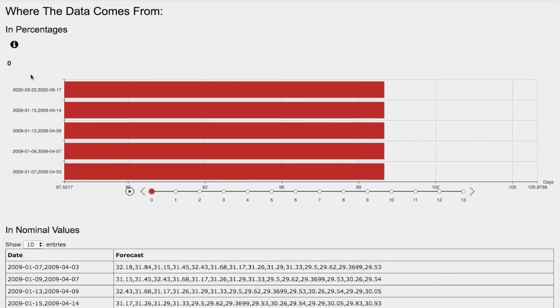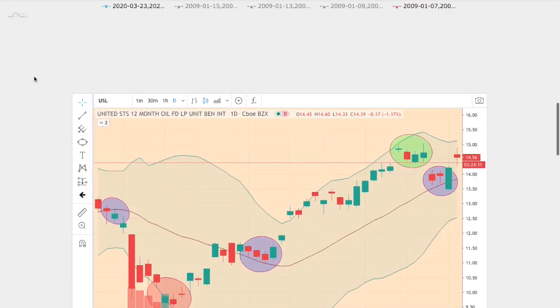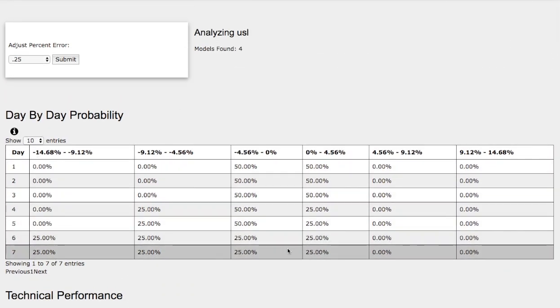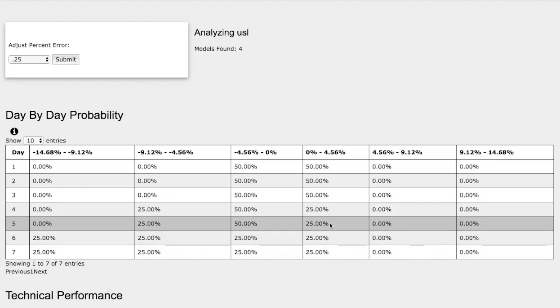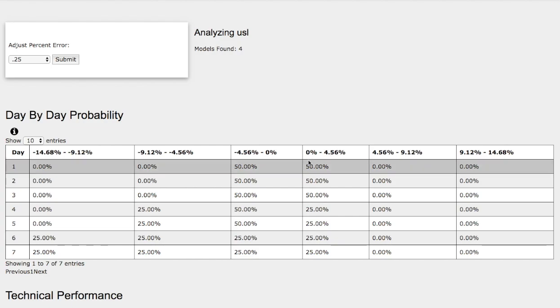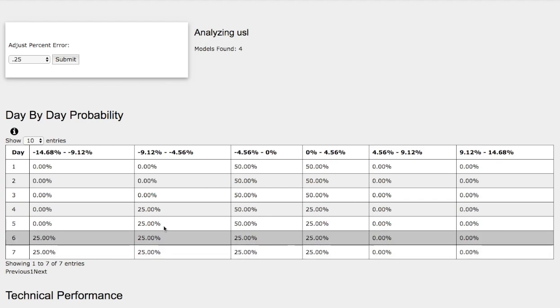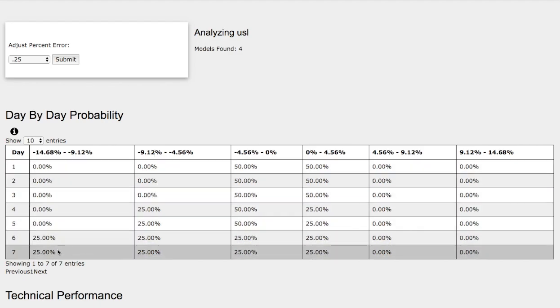Now let's examine the day-by-day probability model. Again, these models are now available in the link below, so do check it out. As we progress to the 7th day, we have a 25% chance for WTI crude oil to climb higher between 0 to 4.5%. To the downside, we have a 25% chance to fall between 0 to 4.5%. In the extreme case, to the downside, we have a 25% chance between negative 4.5% to negative 9%. And in a further extreme case, we have a 25% chance between negative 9% to negative 15%.